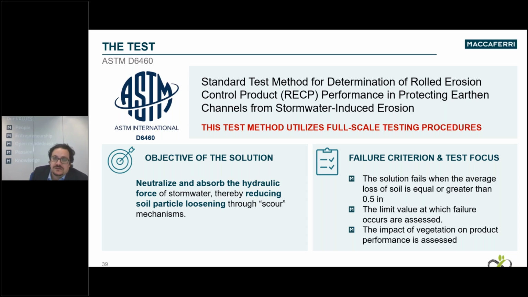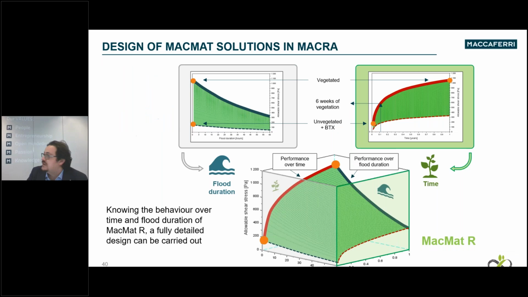And the failure criteria of the test is that the solution fails when you have a soil loss equal to or greater than 0.5 inches behind the product, and also some limit value of the failure was observed, and the impact of the vegetation was taken into account.